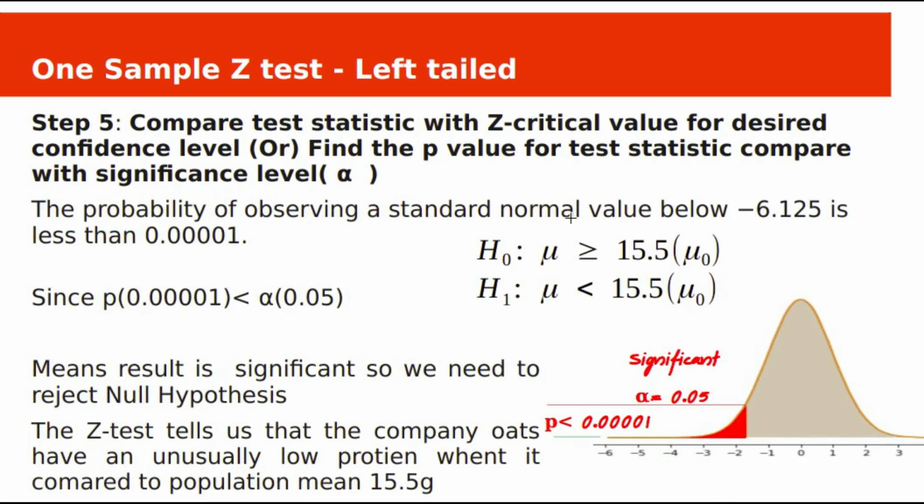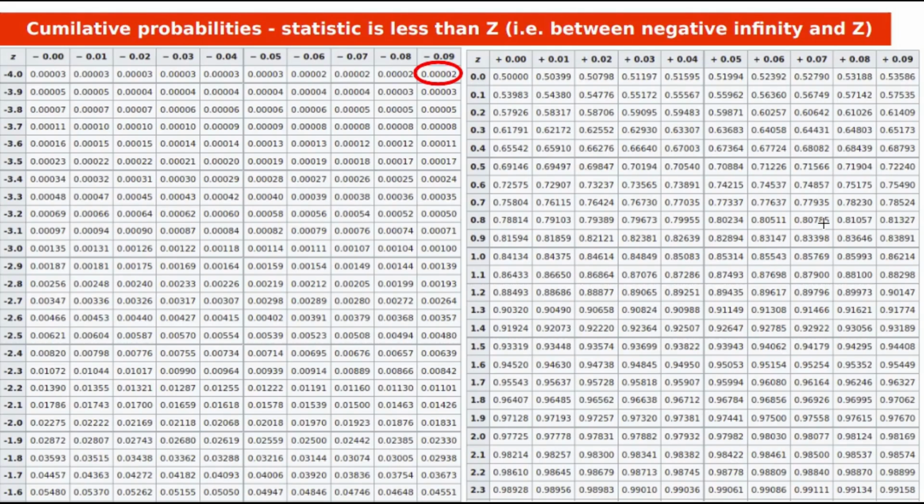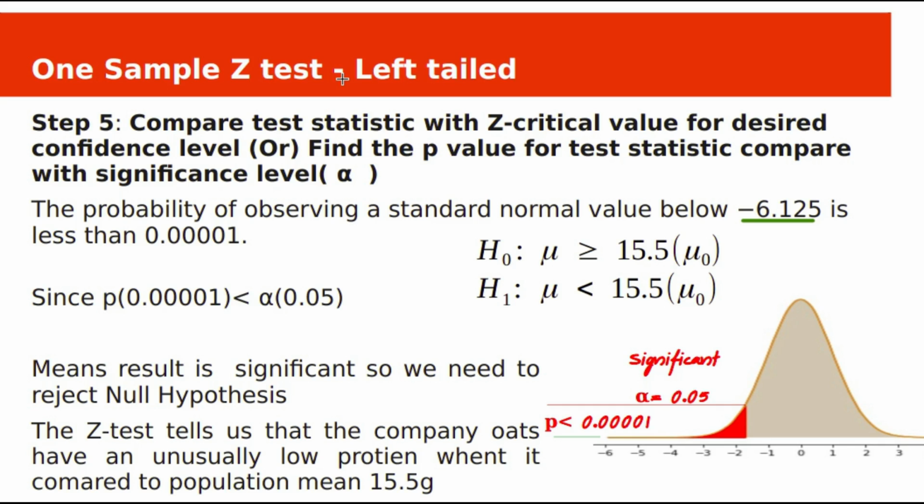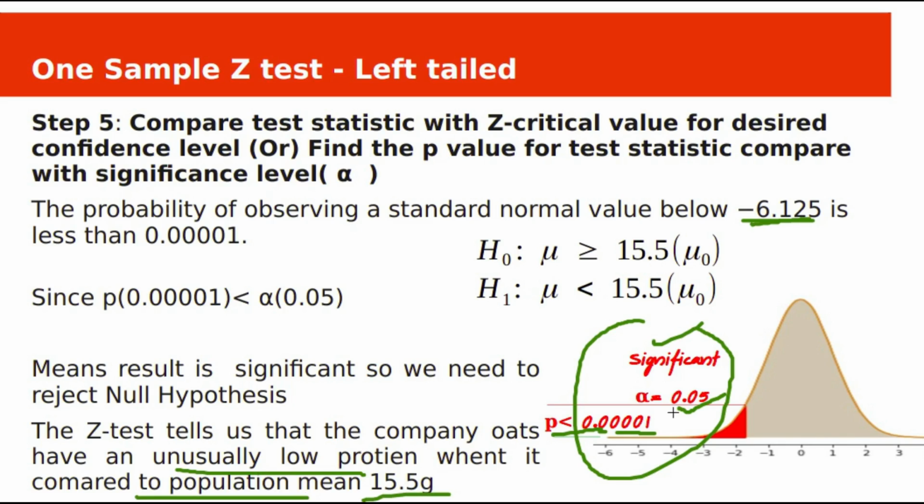Let's see by using p-values. This is the Z statistic. Find the probability for this Z value in the Z table. Here we have Z scores up to minus 4 only. After this the probability will be very small. So let's see the probability at minus 4.09, which is 0.00002, meaning at this Z score you will have a probability less than 0.00001. This is less than the significance level 0.05. So results are significant. You can reject the null hypothesis. The company's oats have unusually low protein when compared with the mean value 15.5 grams at alpha 0.05.